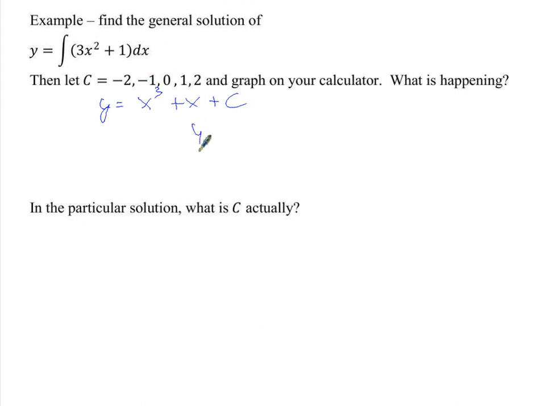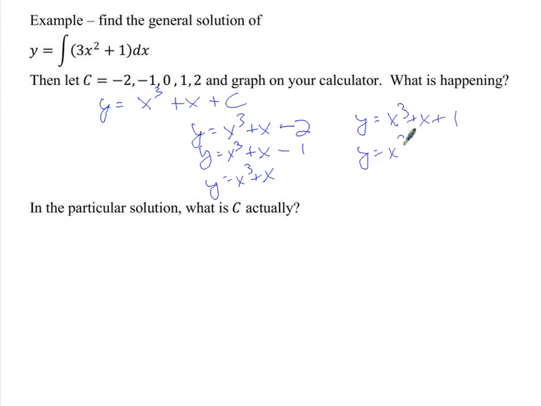So I have y equals x to the third plus x minus 2, y equals x to the third plus x minus 1, y equals x to the third plus x plus 0, y equals x to the third plus x plus 1, y equals x to the third plus x plus 2. What's happening each time to the graph? Yeah. So on our calculators, let's go ahead and graph that.